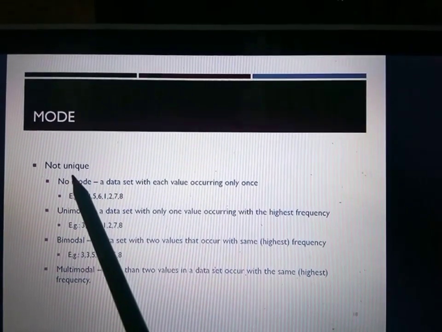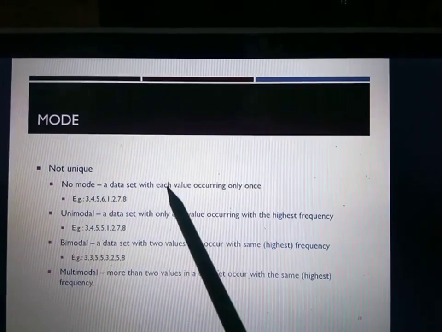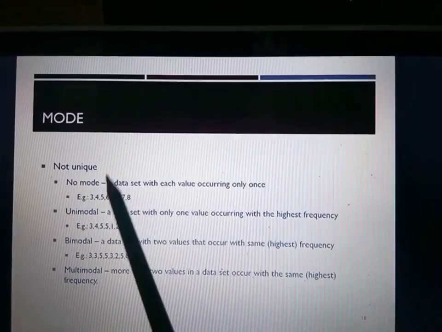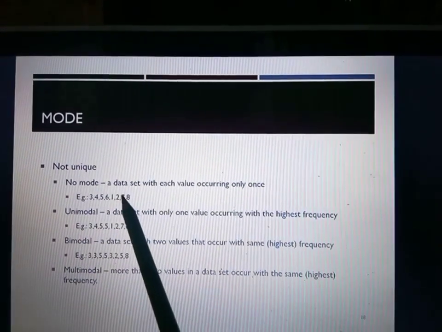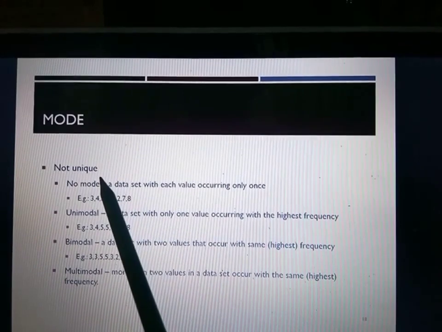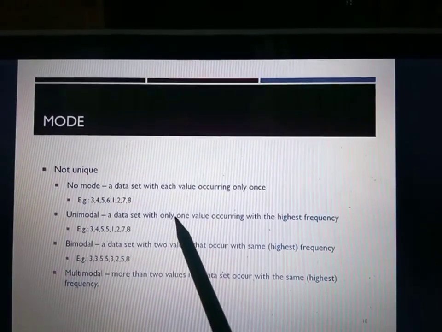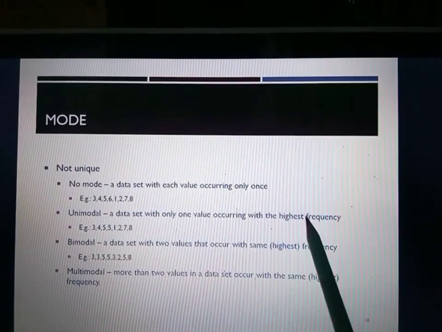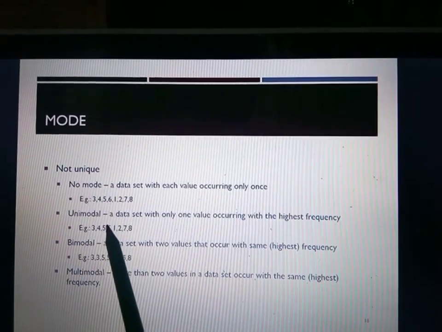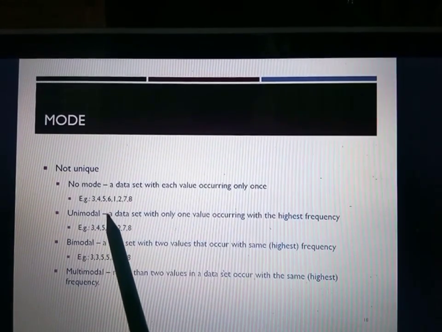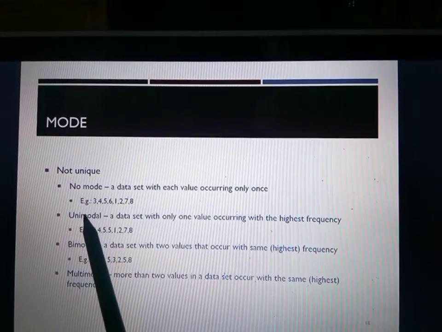A data set is said to have no mode if each value occurs only once. Kalau semua data tu unik, frekuensi dia sekali saja, so we say that the data has no mode. Unimodal is a data set with only one value occurring with the highest frequency. So nanti ini number 5 appear 2 kali. So satu saja data yang appear 2 kali, so we say the set of data or sample is unimodal.